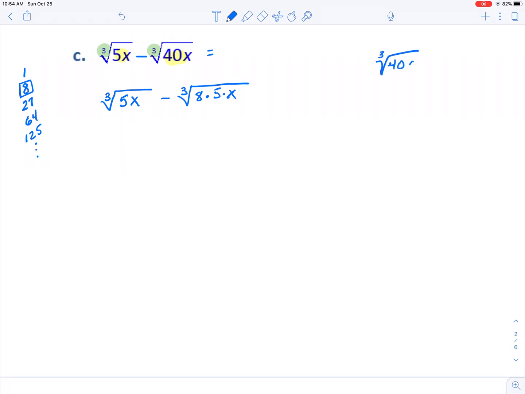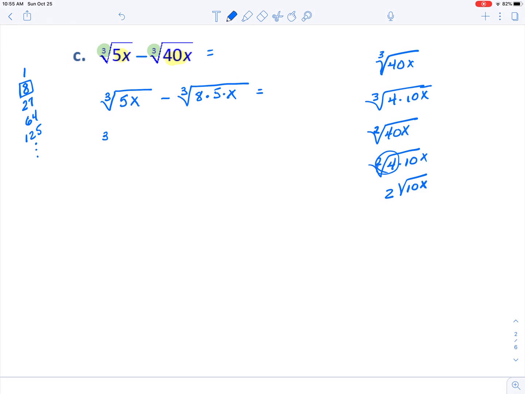And let's just talk about that quickly. You would not want to use 4 times 10 because neither 4 nor 10 is in your list of perfect cubes, right? If this were a square root, then you would use 4 times 10, and you'd be able to take the square root of 4 there. So try to keep track of what the index is so that you'll know whether you should be looking at your list of perfect squares or your list of perfect cubes. All right, so back to the problem.